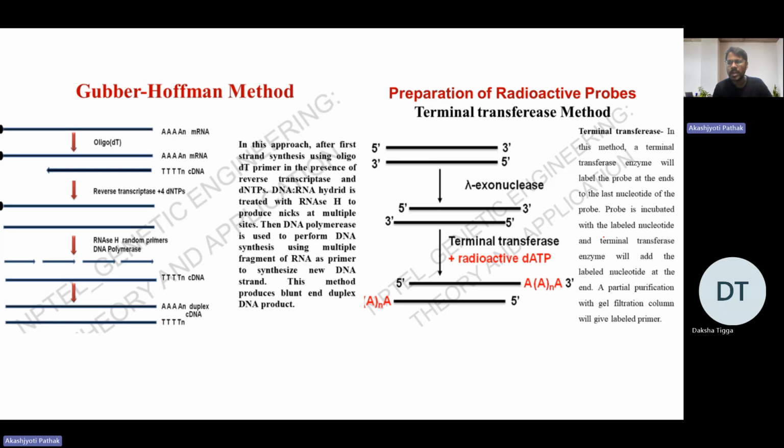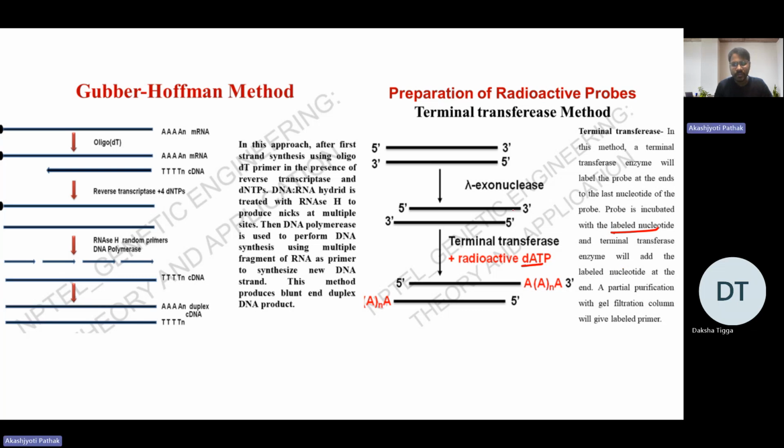The probe is incubated with a labeled nucleotide. So you add a particular labeled nucleotide. In this figure, they have labeled the ATP, with the gamma phosphate of the ATP radiolabeled. Okay, and then you have treated it with terminal transferase.